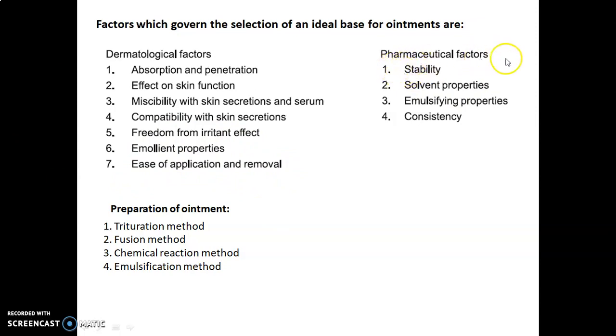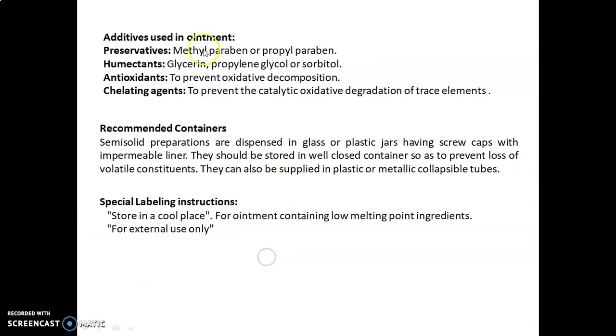The second kind, the pharmaceutical factors, has four points: stability, solvent properties, emulsifying properties and consistency. Then, for the preparation of ointment, there are four methods: trituration method, fusion method, chemical reaction method, and fourth, emulsification method.